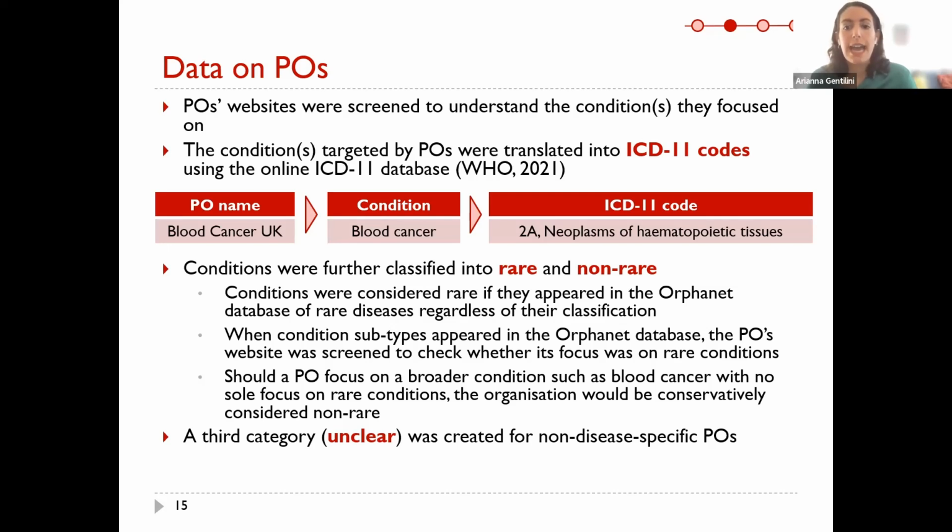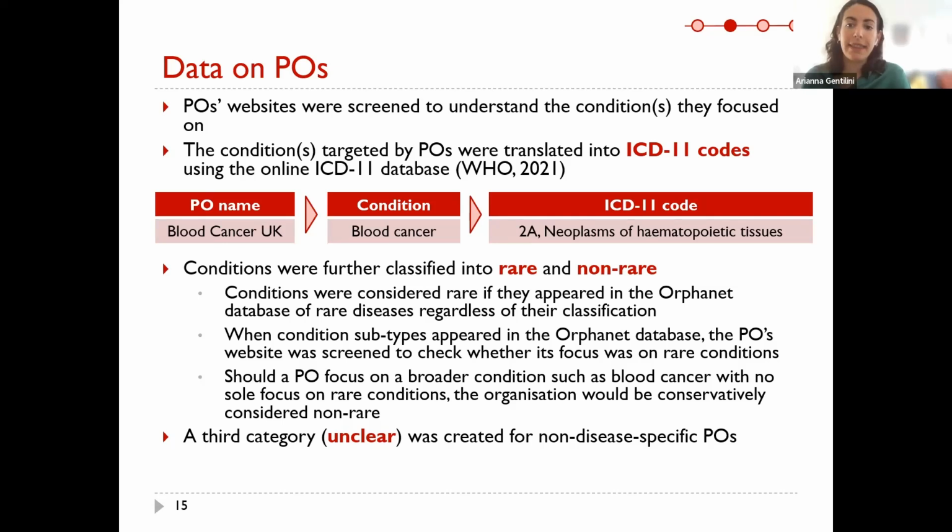After being identified as described above, we further classified patient organizations into rare and non-rare ones. Conditions were considered rare if they appeared in the Orphanet database of rare diseases, regardless of their classification level. For example, multiple myeloma appears in this database, and therefore a patient organization targeting this condition in our analysis would be categorized as rare focused.